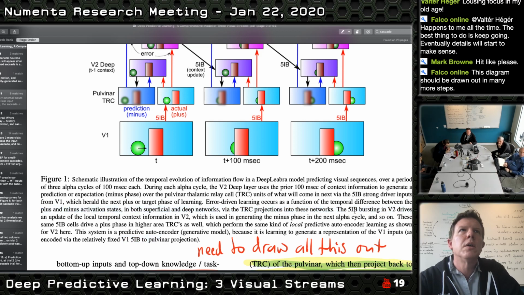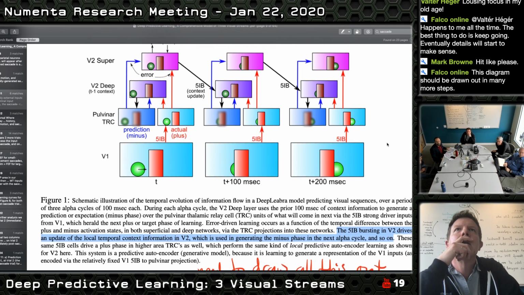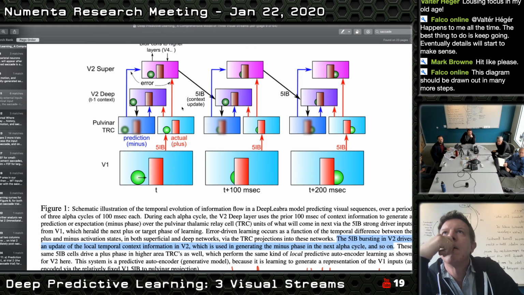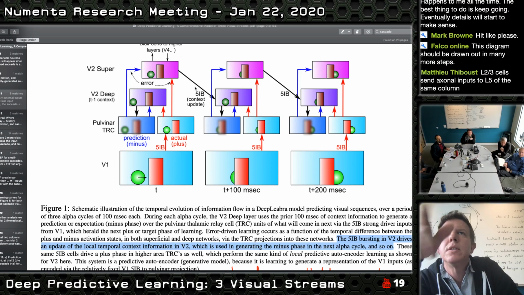It drives an update of the local temporal context information in V2, which is used... but that's not talking about that arrow. Well, no, the next thing is this: these same 5IB cells drive a plus phase in higher area TRCs as well. Yes, TRCs, so it's going through the thalamus. Okay, they're not showing that there.